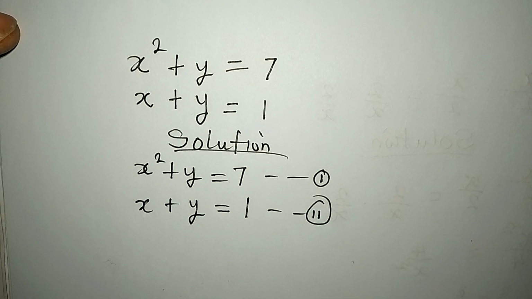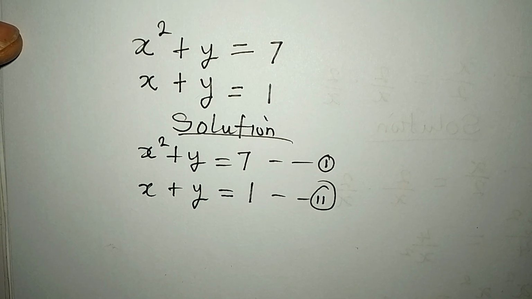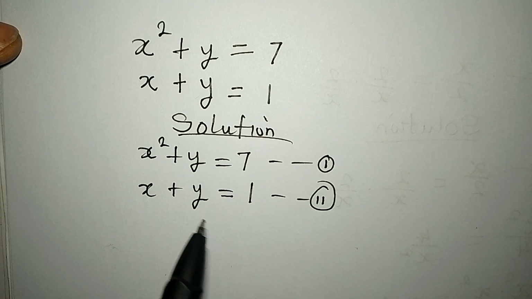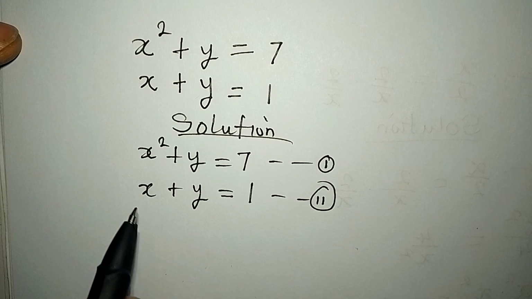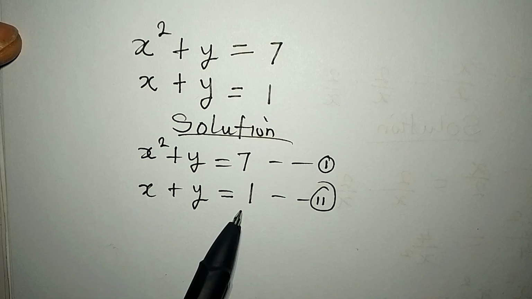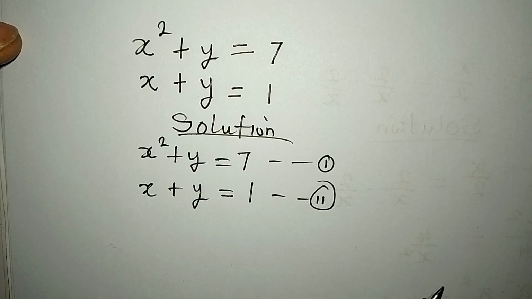Now this is called a quadratic linear simultaneous equation. You cannot solve any of this alone. You have to combine both of them and get the values of x and y. This is because in one equation, we are having two unknowns.